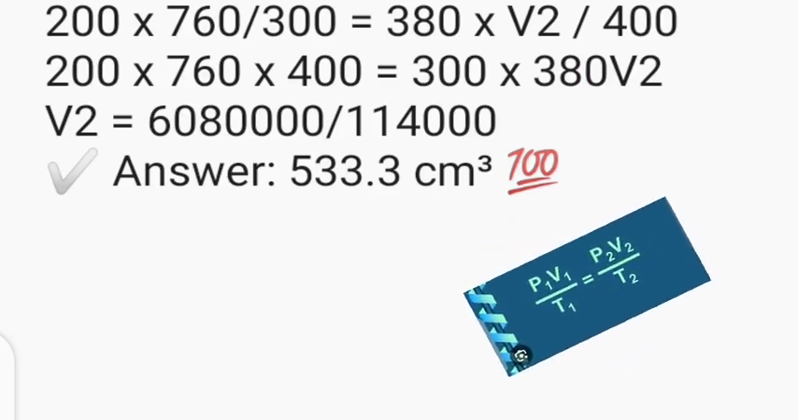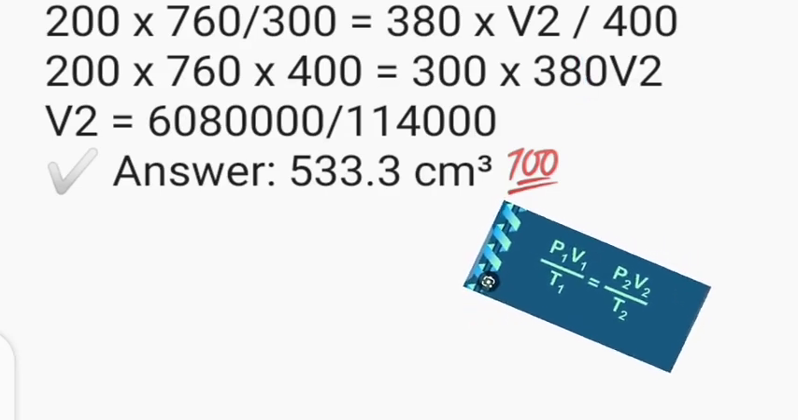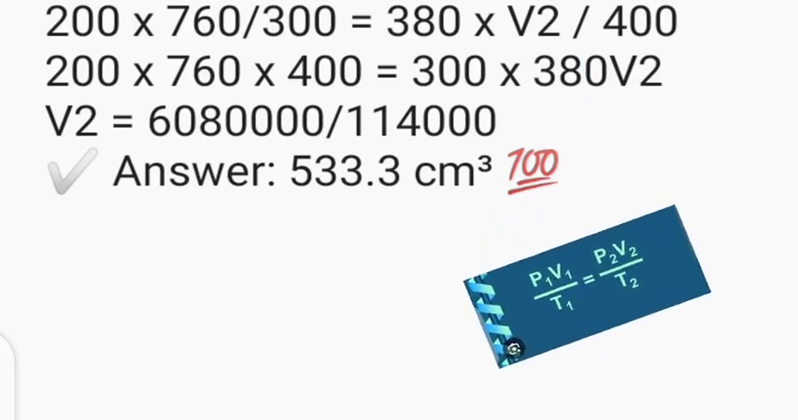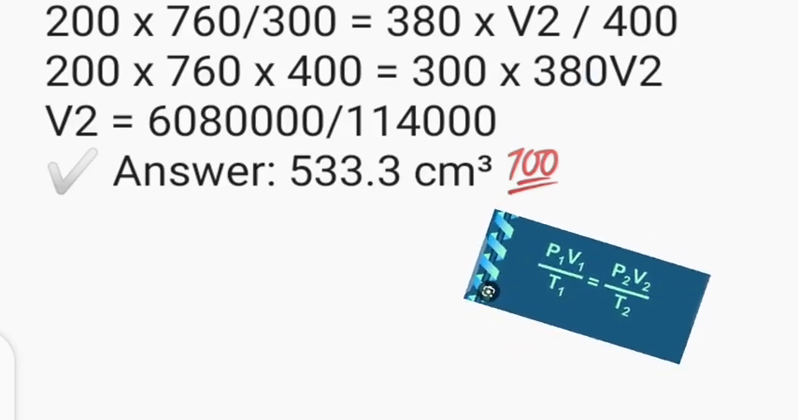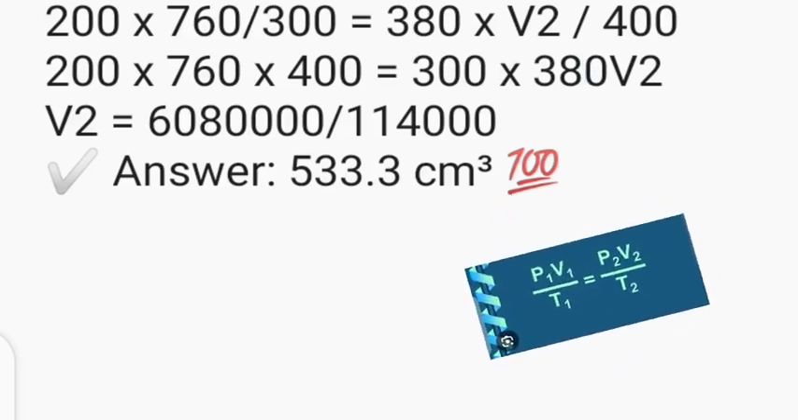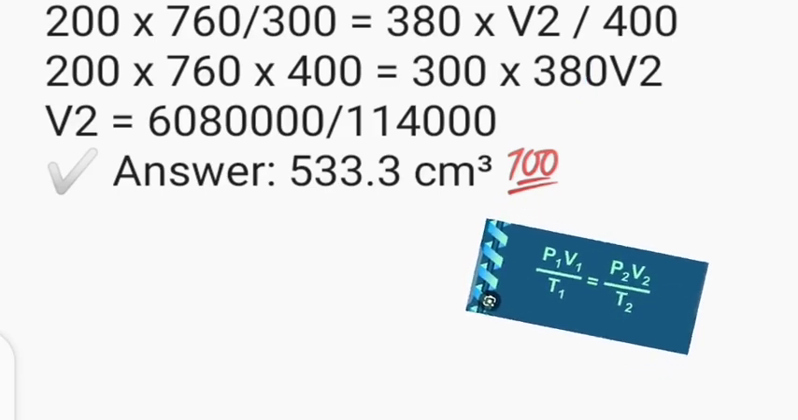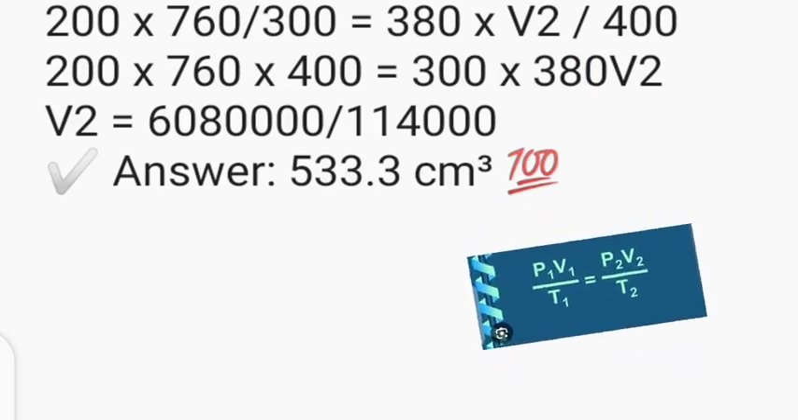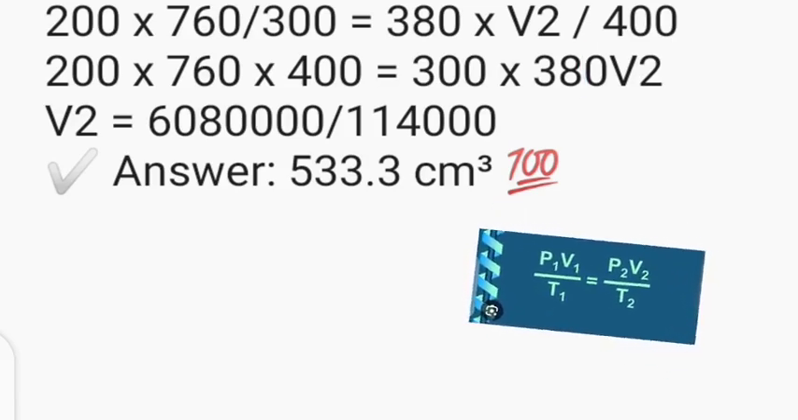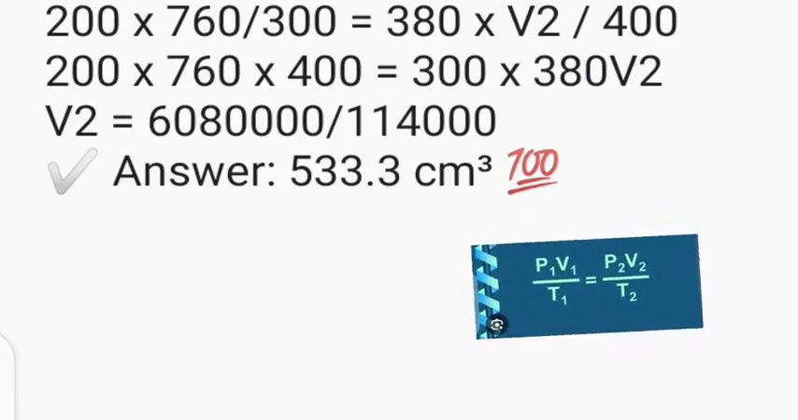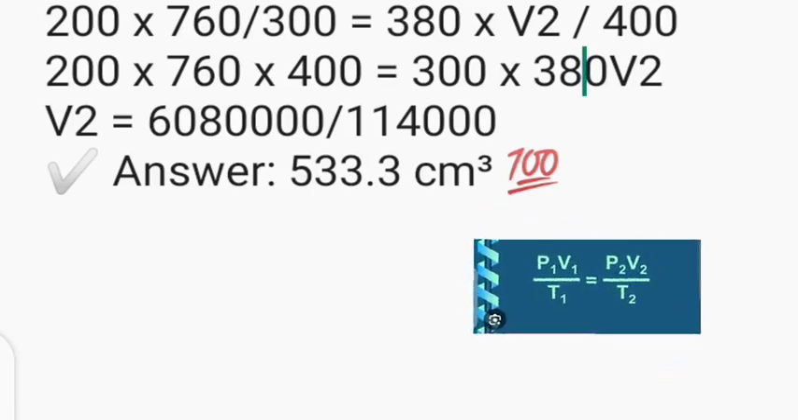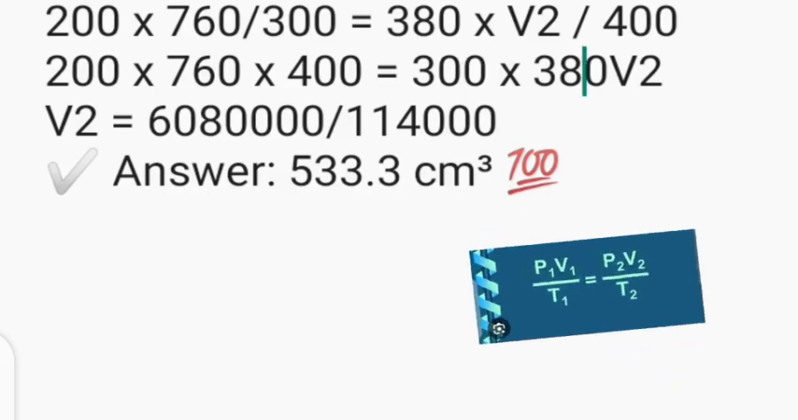You have 608000 divided by 114000. Make V2 the subject of the formula, then you have 533.3 cm3. That is your answer using the formula P1 V1 over T1 equals P2 V2 over T2. You can see that's a very, very simple question. So it's not that hard. So let's move on to the next.